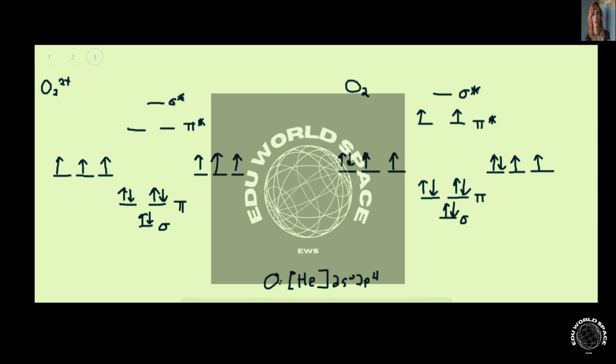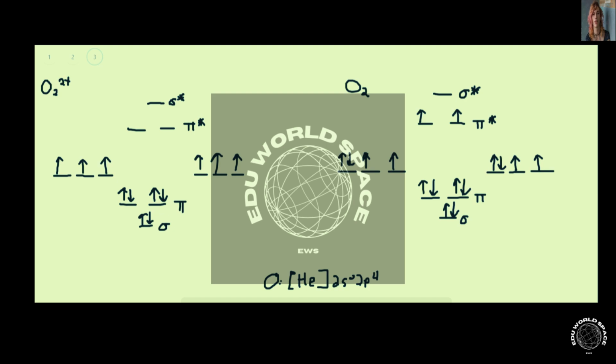Now, for O2, you see that we have two more electrons in our O2 molecule than we have in O2 2+. So that means we filled up both our sigma and our pi orbitals, but now we're putting electrons in our anti-pi bonding orbitals. And because we're putting electrons in our anti-pi bonding orbitals, that's going to cause the bond in our O2 to weaken and our bond length to increase.